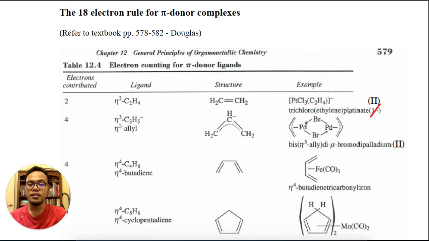Now look at the second one. We have trihapto allyl, but 4 electrons contributed. Why so? You see all 3 carbons are attached to your metal. But how do we count the electrons? We have 1 double bond, 2 electrons. So the total electrons contributed by trihapto allyl is 4 electrons.